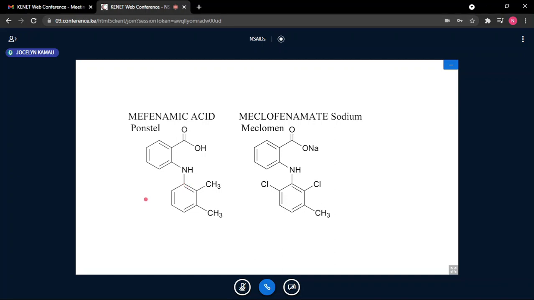That is the anthranilic acid, and on this amino group, you add a second phenyl. So the major difference in their structure is on the substituents found on the second ring, but the first ring must remain the same. And that's why these are the anthranilic acid derivatives, all the phenamic acids, the phenamates. So I hope that is clear.